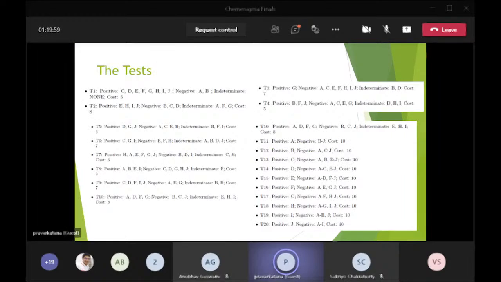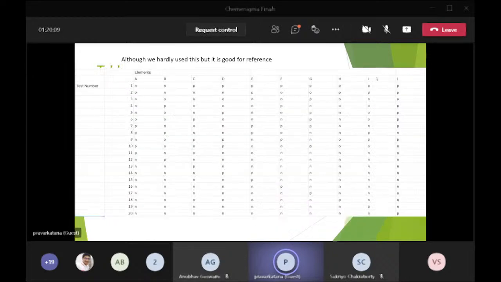Okay, so these are the tests which were mentioned. This is just as a reference, so you do not have to open the thing. And yeah, we made a table which represents these tests and their results. So N represents the negative test result, P represents the positive test result, and O or 0 represents the indeterminate.